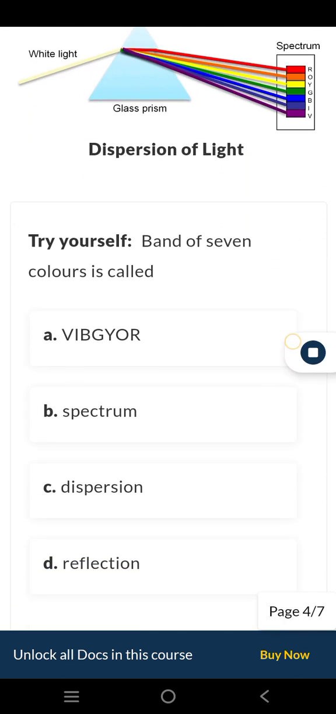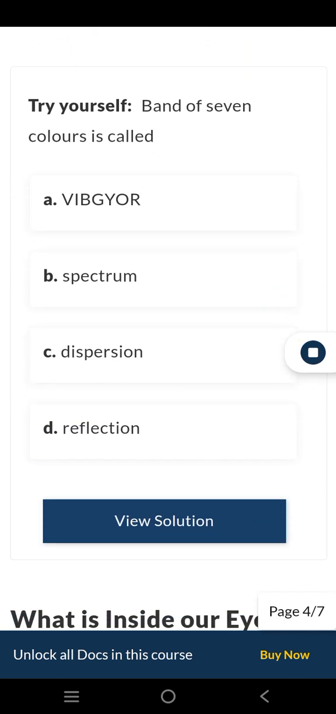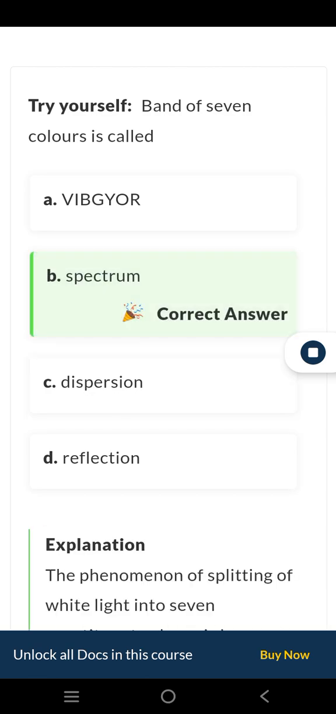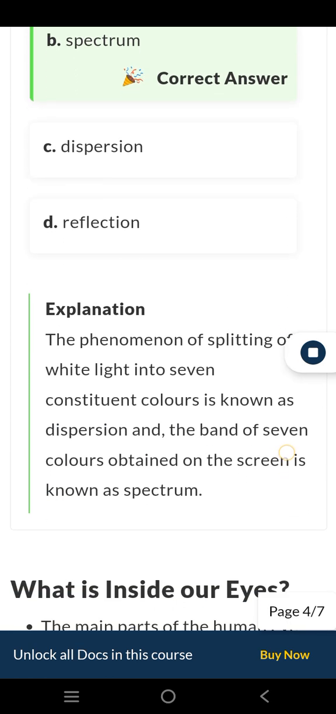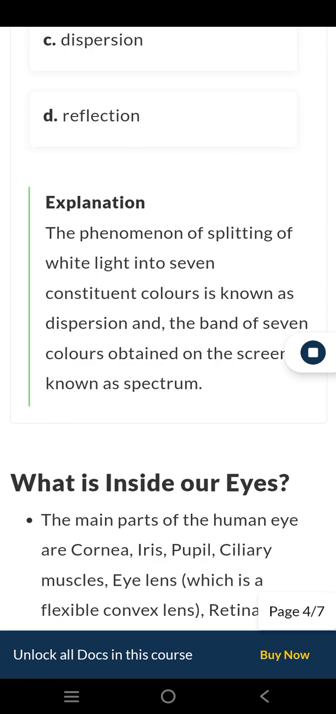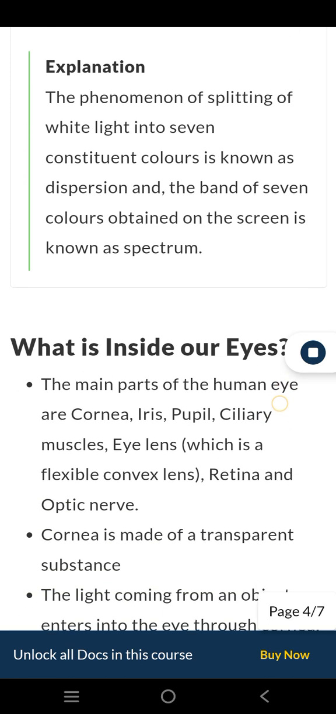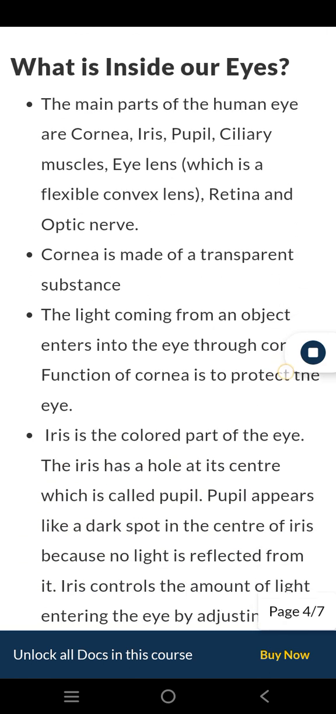Try yourself. The band of 7 colors is called: A. Vibgyor, B. Spectrum, C. Dispersion, D. Reflection. Explanation: The phenomenon of splitting of white light into 7 constituent colors is known as dispersion, and the band of 7 colors obtained on the screen is known as spectrum. View solution.